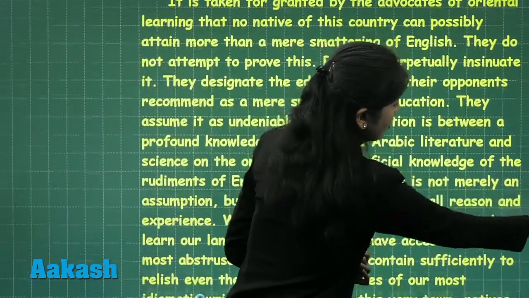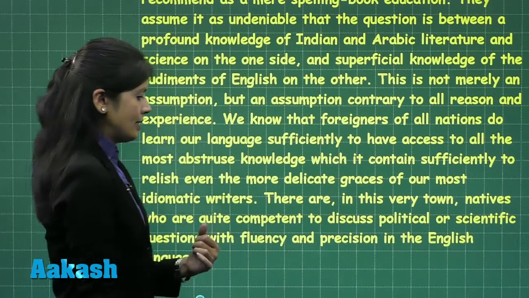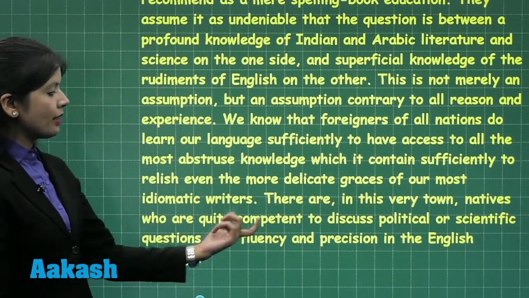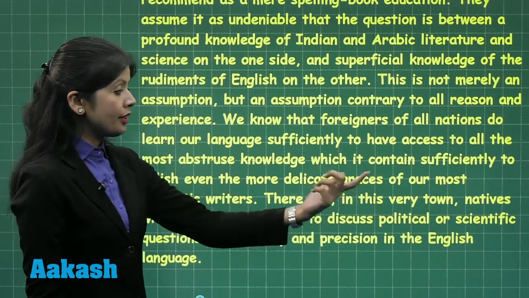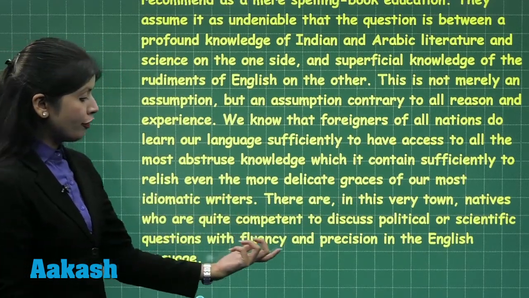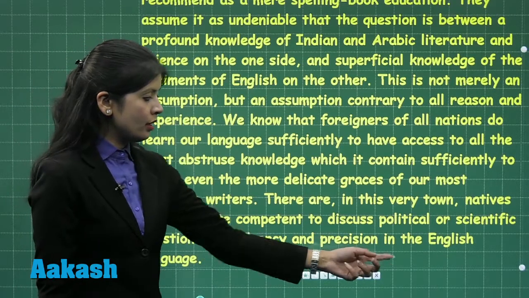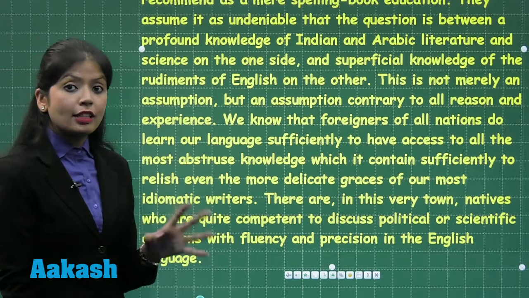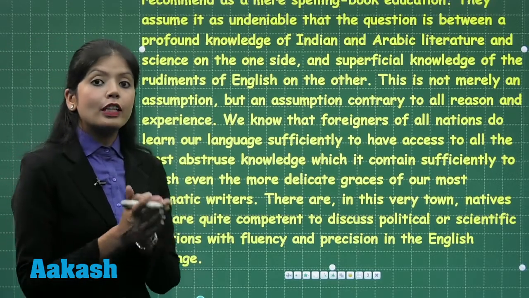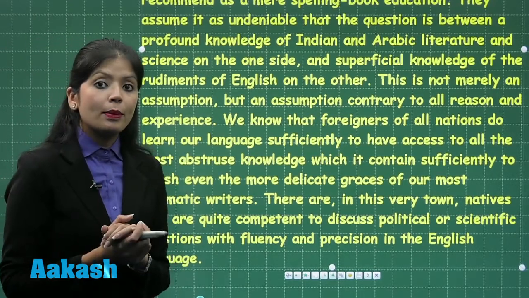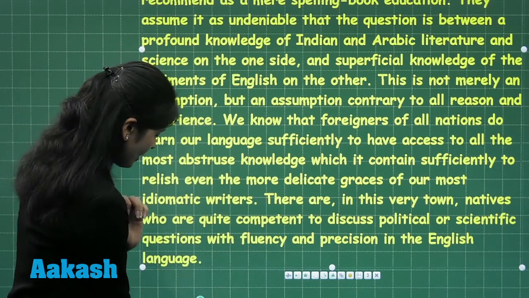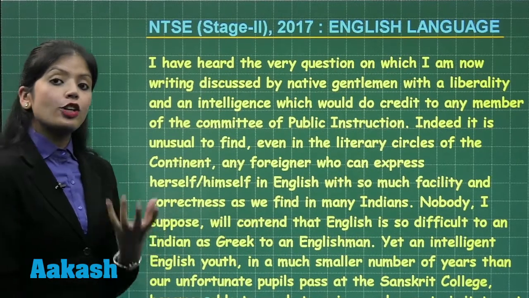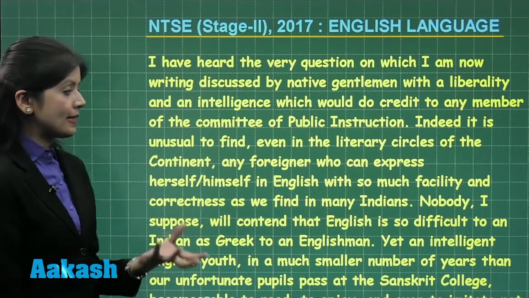When you look at the few lines given in the passage, he says that in this very town, natives who are quite competent to discuss political or scientific questions with fluency and precision in the English language. This idea is the author's central argument. So when we look at the questions, we have to remember that in the given passage, he will go ahead with the same idea and try to explain it with few examples.